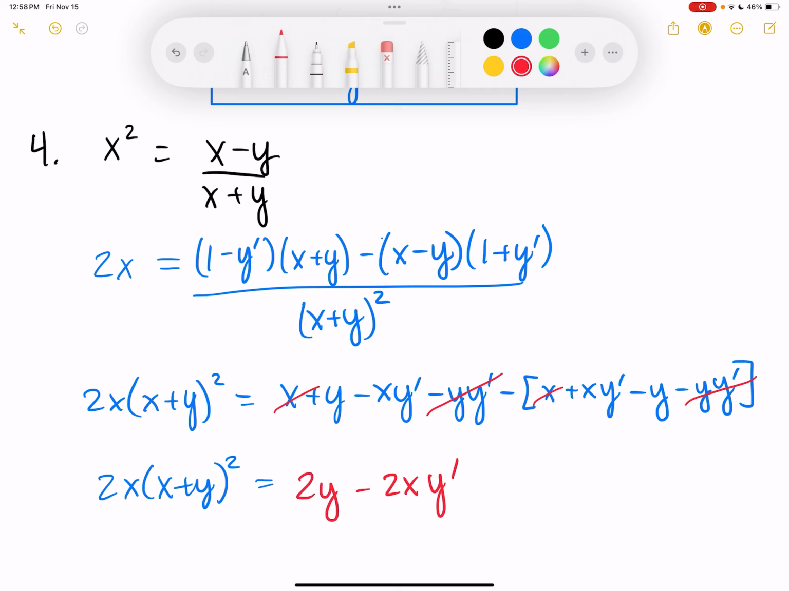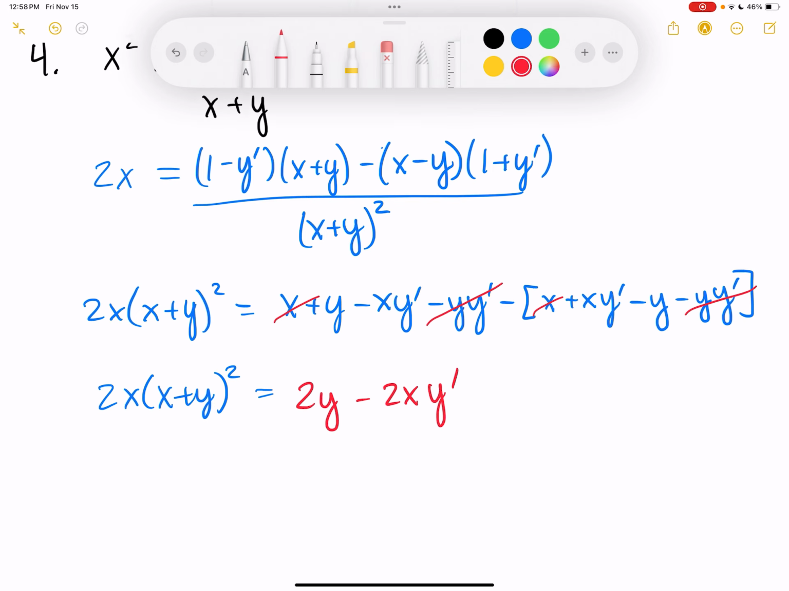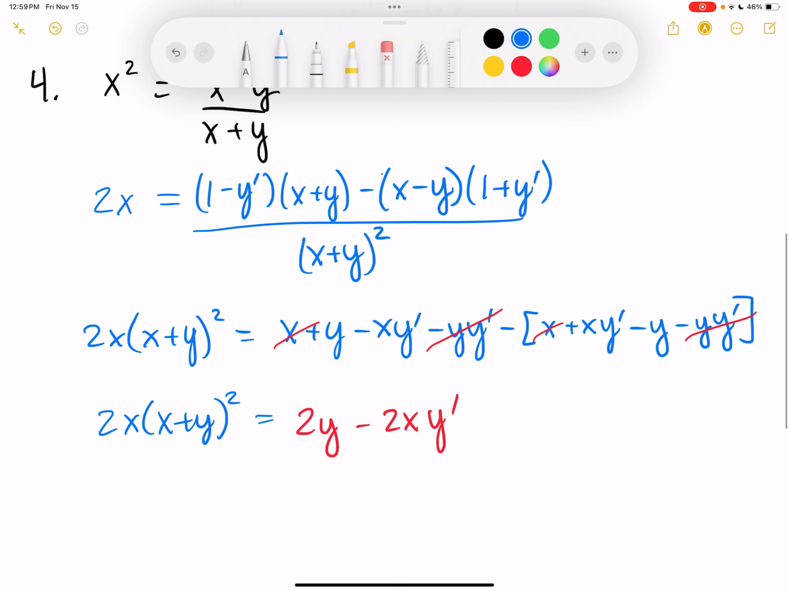So then divide by, nope, not divide, subtract first, right? This doesn't have a y prime. I'm not missing something, right? No. Okay. So 2x times (x plus y) squared minus 2y.